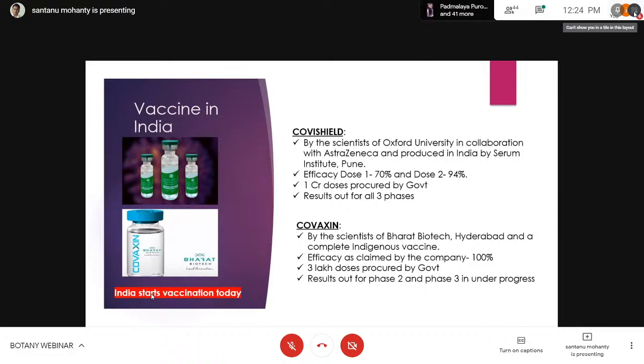Efficacy rate after dose 1 is 70%, and after dose 2 it is 94%, as claimed by Covishield. I mean, as claimed by AstraZeneca, Oxford and Serum Institute. The benefit is that 1 crore doses were procured by the government for tier 1 of vaccination, which will be given to the frontline workers and warriors. And the results of all 3 phases of clinical trials are out.